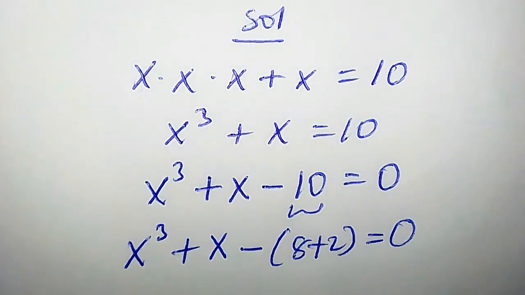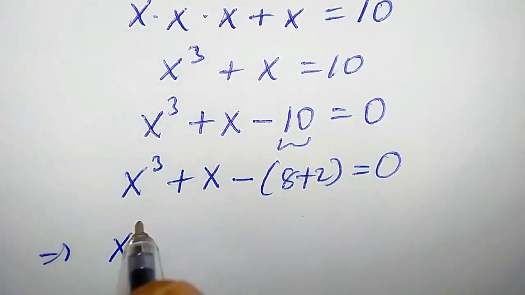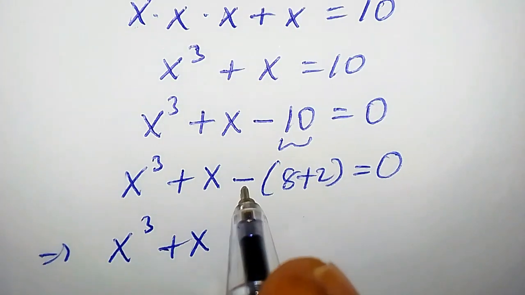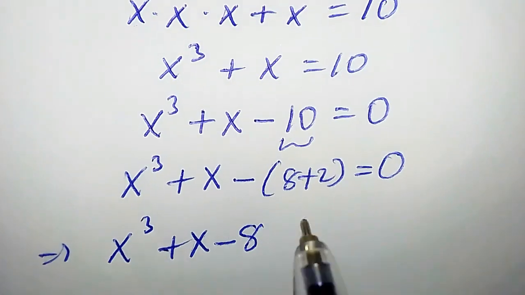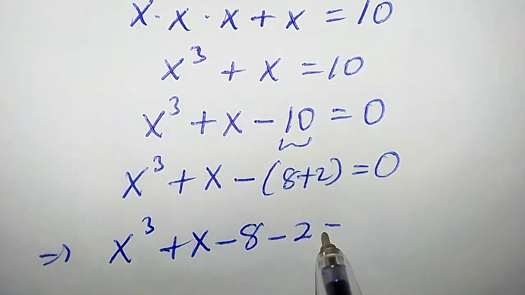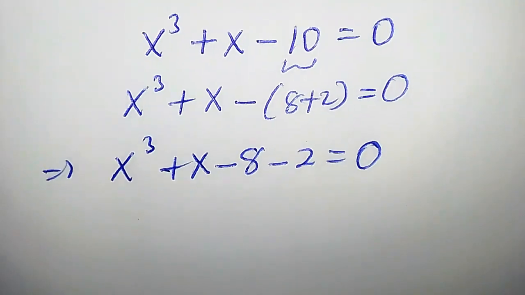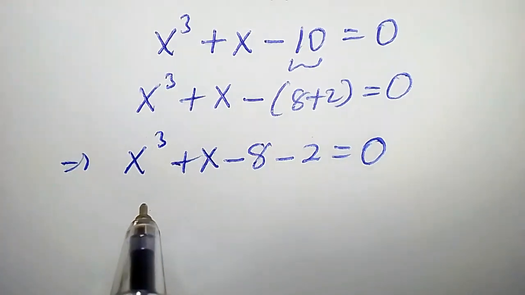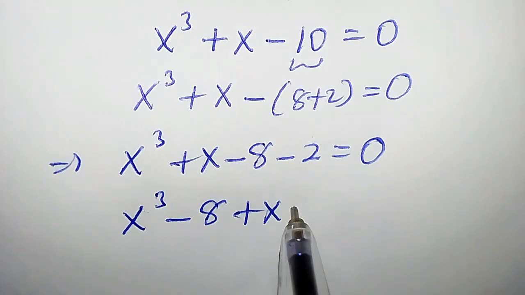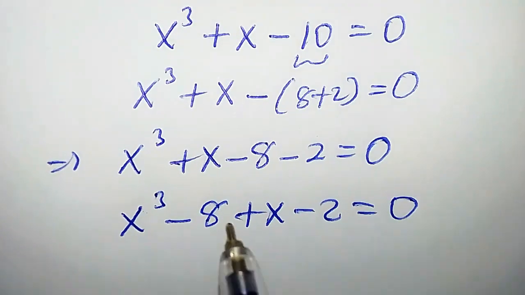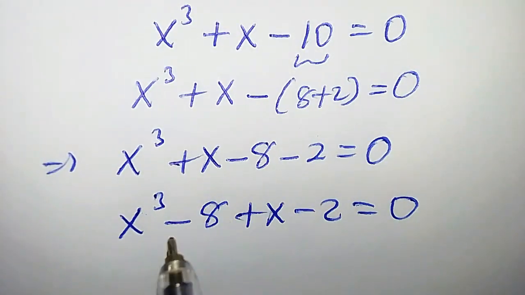equal to 0. This implies that x to the power of 3 plus x minus times 8, that is negative 8, minus times 2, that is negative 2, equal to 0. Now let us rearrange this equation. So we have x to the power of 3 minus 8 plus x minus 2 equal to 0. Nothing has changed. We just rearrange the terms.